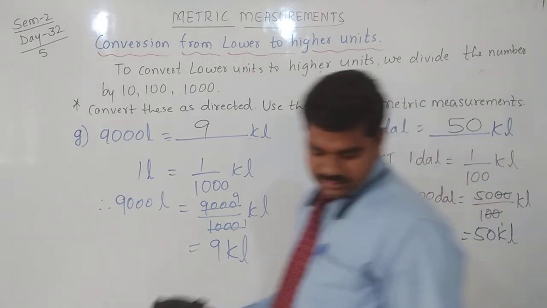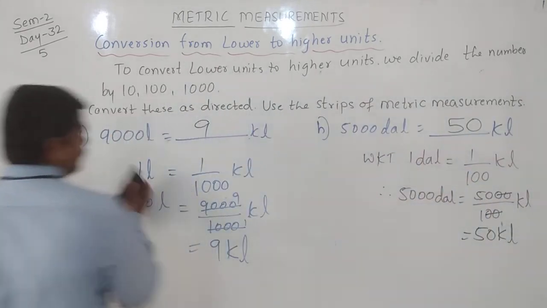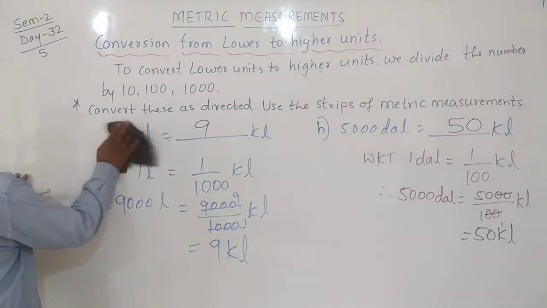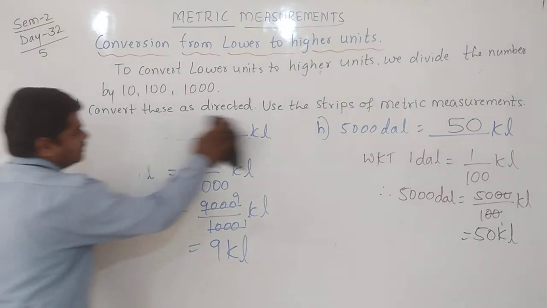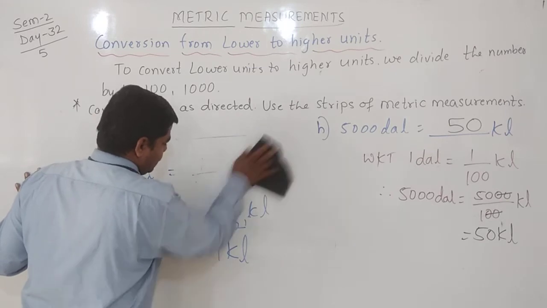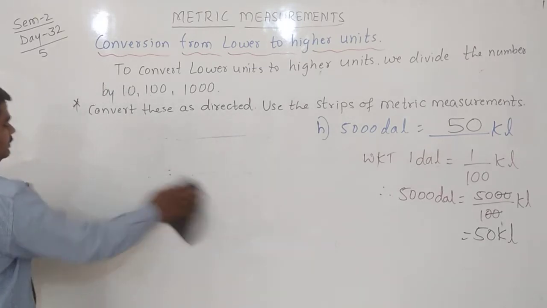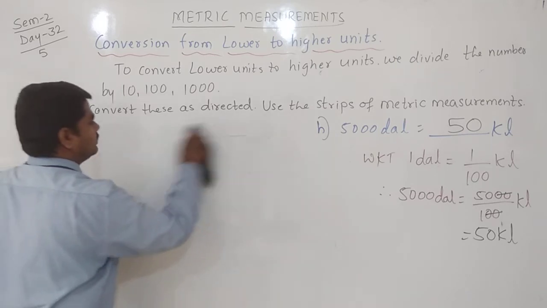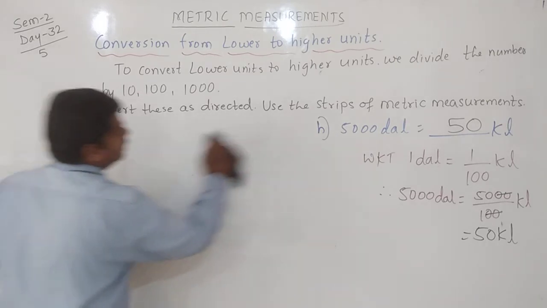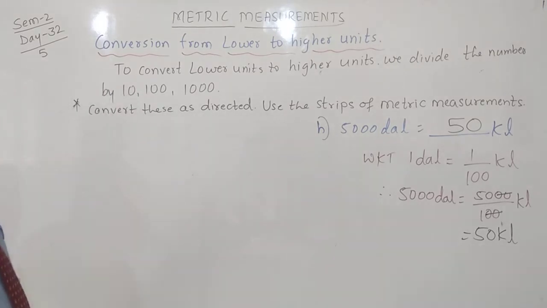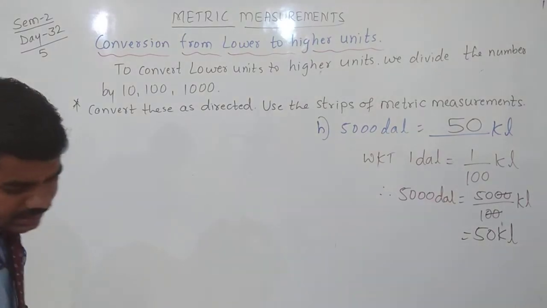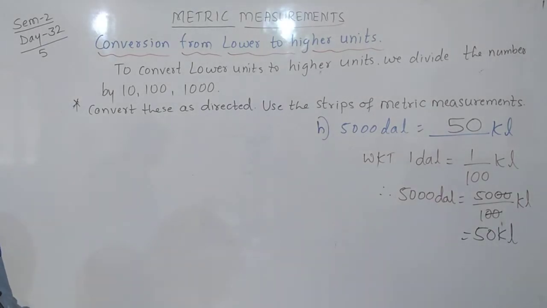After this, chapter I1. Very simple conversions these. Higher to lower multiply, lower to higher divide. That much only. 3000 meter is equals to dash kilometers.